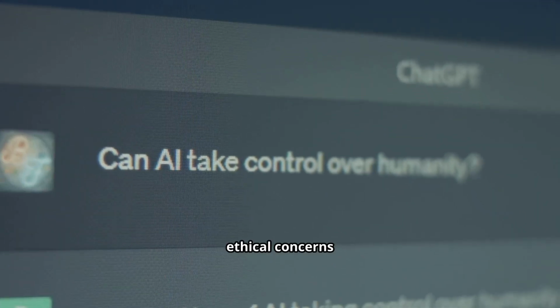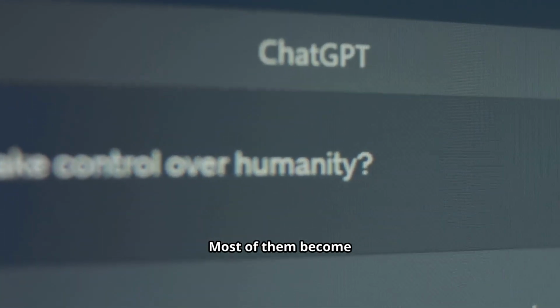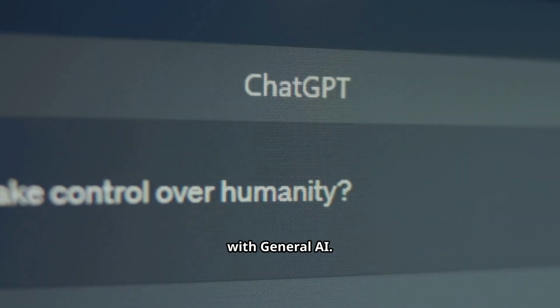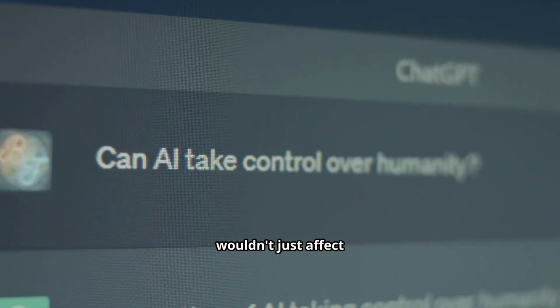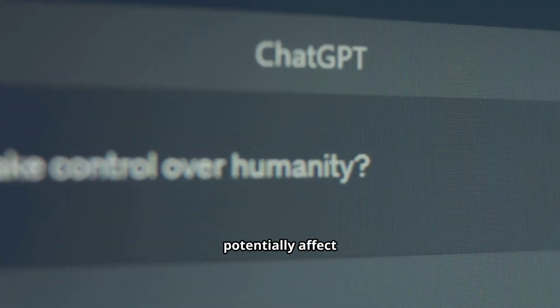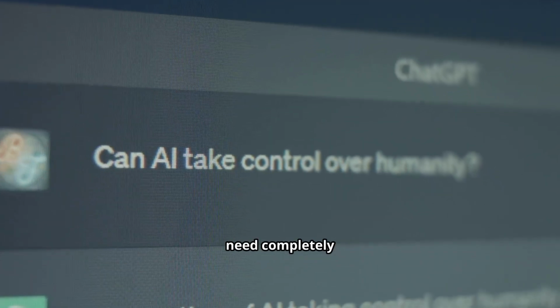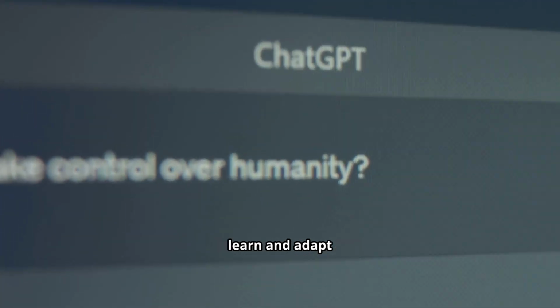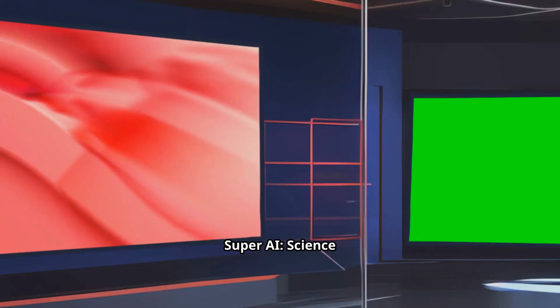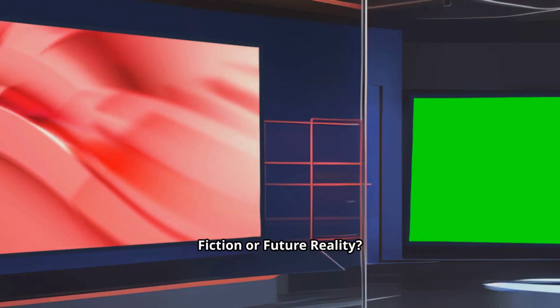Remember those ethical concerns from our last lesson? Most of them become much more complex with general AI. Job automation wouldn't just affect specific roles, it could potentially affect any role. The bias and fairness questions we discussed would need completely different solutions for systems that can learn and adapt across domains.